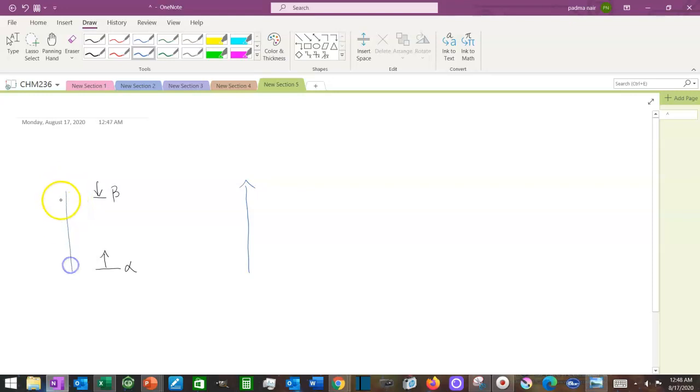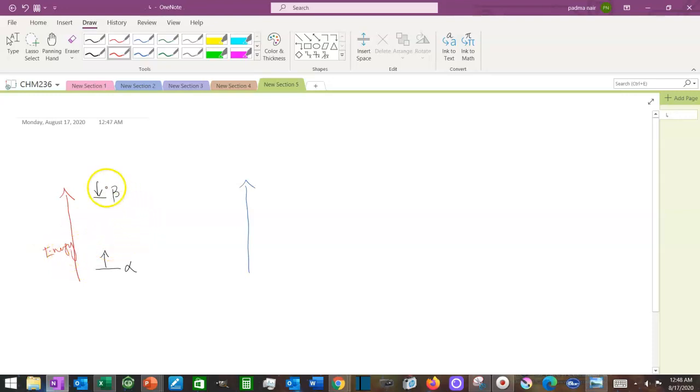So this is a plot of energy. Maybe we should use a different color, so let's put this in red. Let's put this more clearly. This is my energy scale.